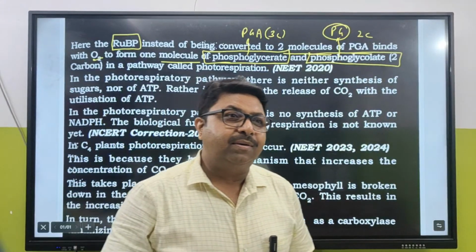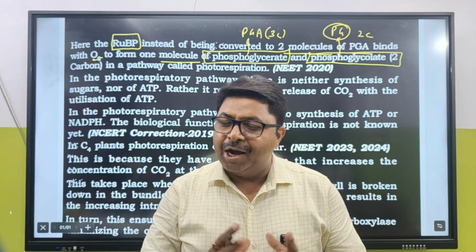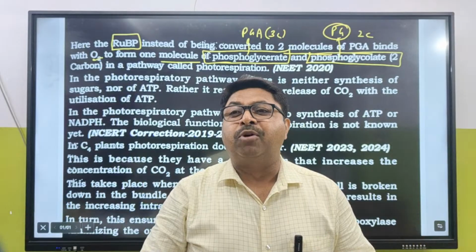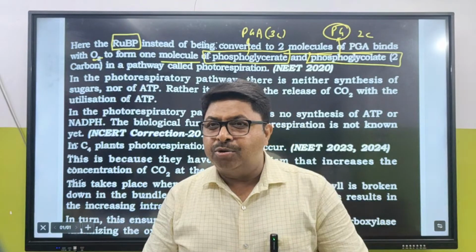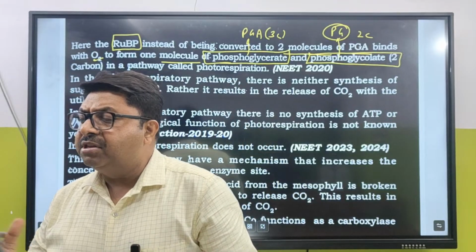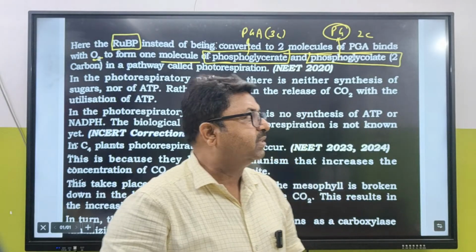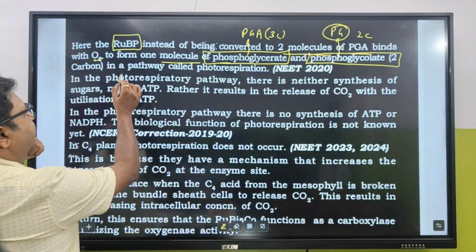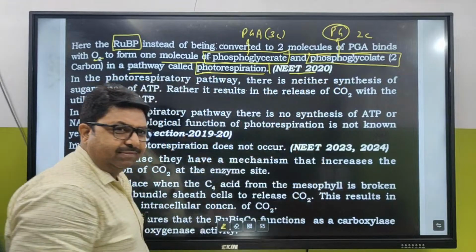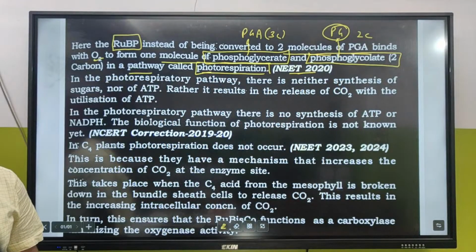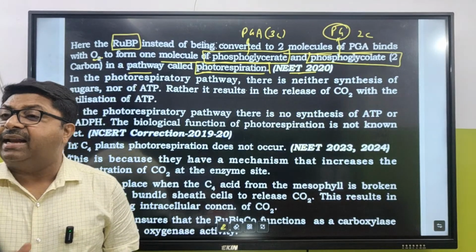কে ভেঙে গেল? অক্সিজেনের প্রেজেন্সে কে ভেঙে গেল? RuBP ভেঙে গেল into 3 plus 2 টোটাল কত? 5. RuBP is 5 carbon compound, ও ভেঙে গেল into 3 carbon plus 2 carbon। 3 carbon নাম কি? PGA। 2 carbon নাম কি? PG, called phosphoglycolate। In a pathway called photorespiration। তাহলে photorespiration কে দেখায়? C3। কে দেখায় না?